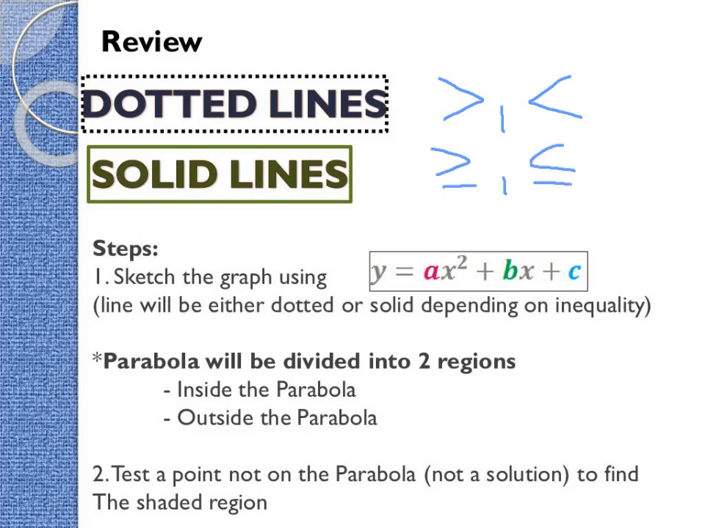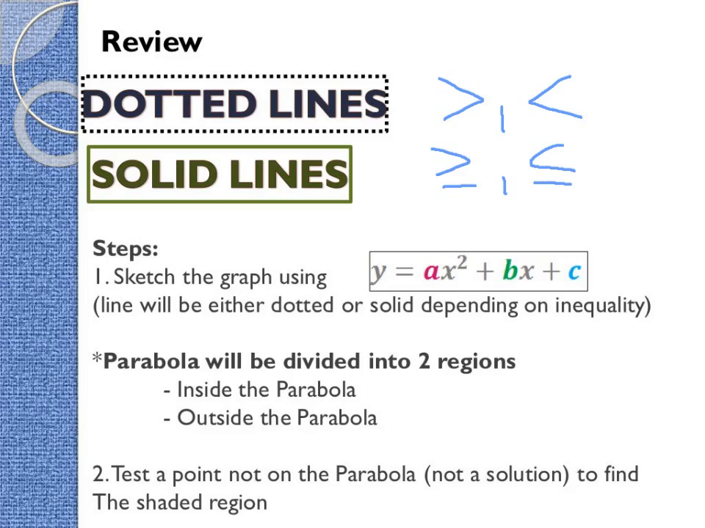The steps we use for graphing parabolas that are inequalities is first we sketch the graph using the equation y is equal to ax squared plus bx plus c. So we think of this as being an equality instead of an inequality for the moment. When we draw our line, we first note whether or not the line should be dotted or solid.